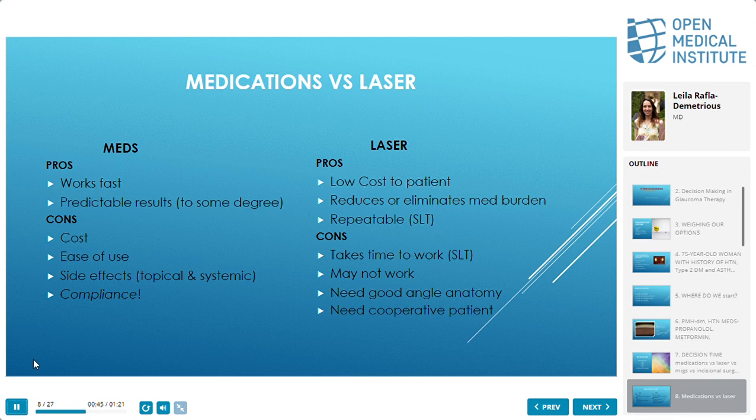And then the laser, the pros are it's low cost, especially if they have insurance. It's a low cost to the patient. It can reduce or just eliminate a medical burden. And it can be repeatable for the SLT. The cons here is it does take time to work, and a selective laser trabeculoplasty takes about 6 to 8 weeks to kick in. It may not work. Sometimes even if an angle is open and they have decent pigment, it doesn't necessarily bring the pressure down significantly. And you do need good angle anatomy and a cooperative patient, certainly for both an iridotomy and an SLT.